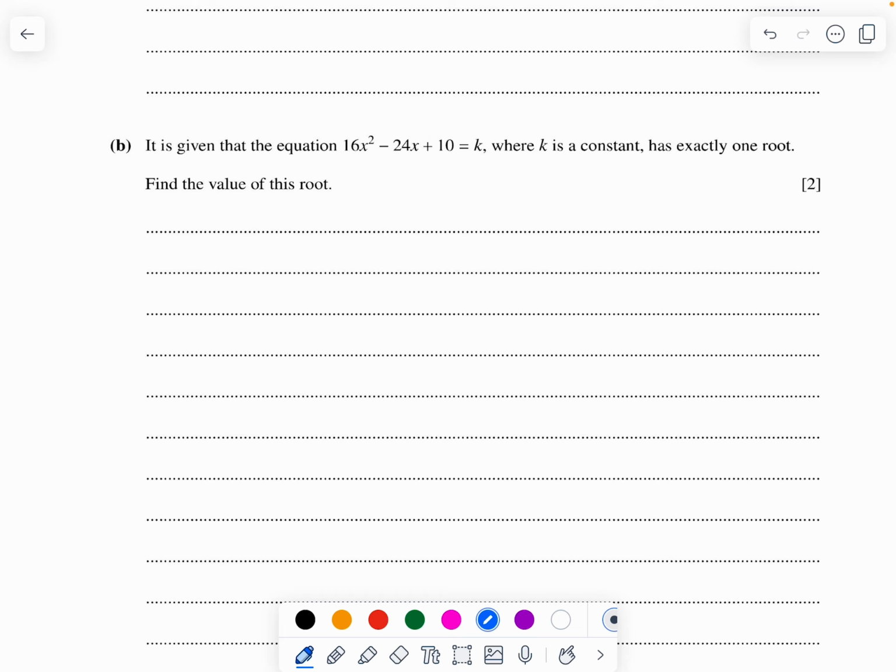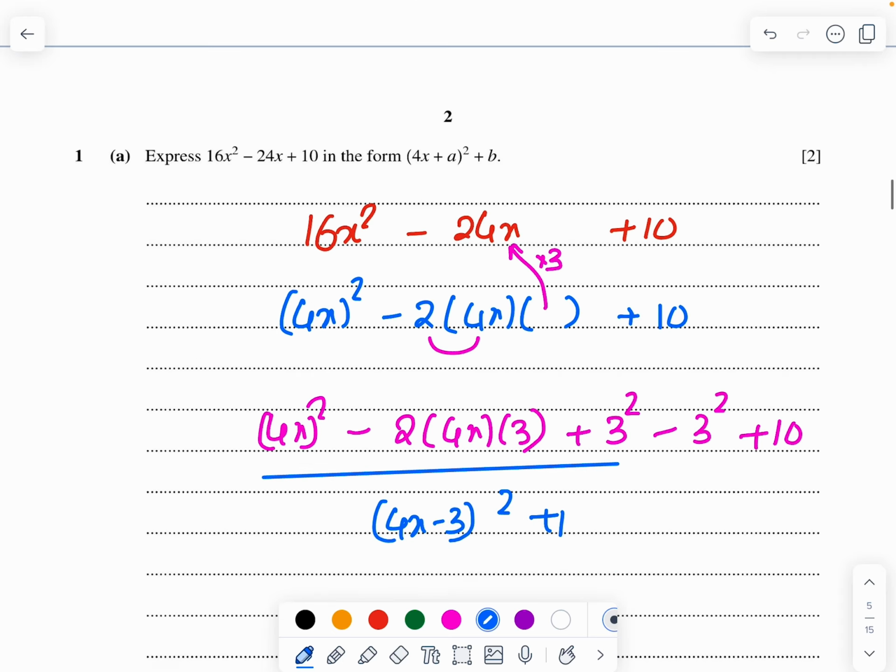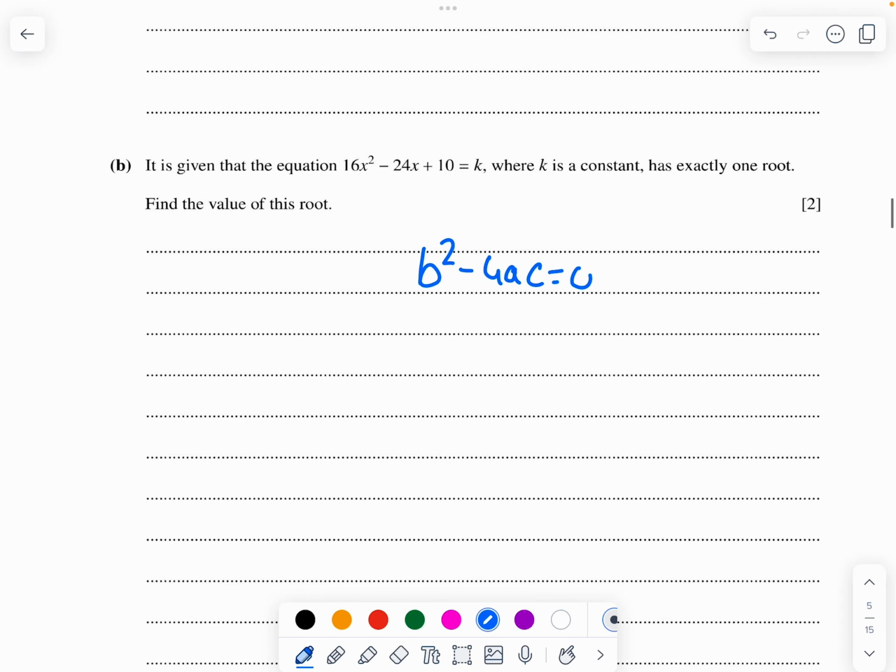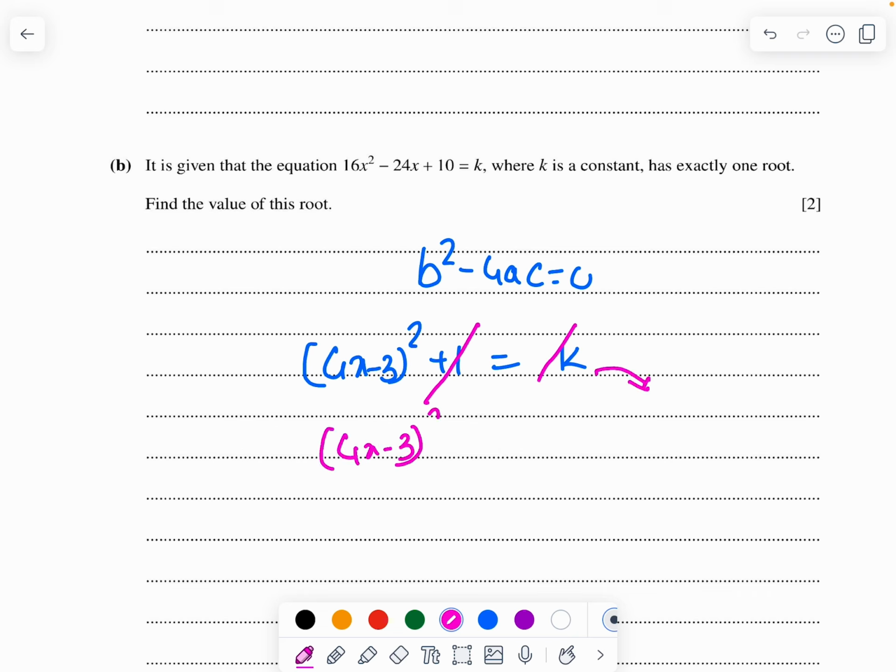So one root means b square minus 4ac should be equal to 0. Okay, so (4x minus 3) whole square plus 1 should be equal to k, and should have only one root. It means it should be a perfect square, so k and 1 should get cancelled. When is that possible? When k equals 1.